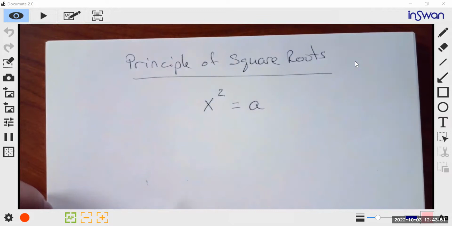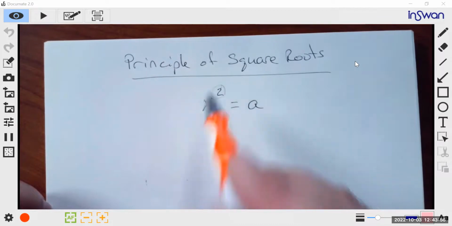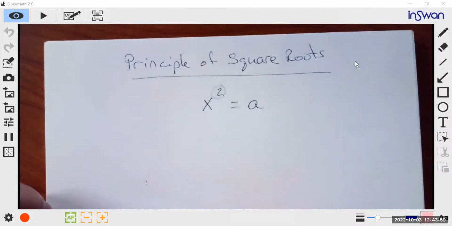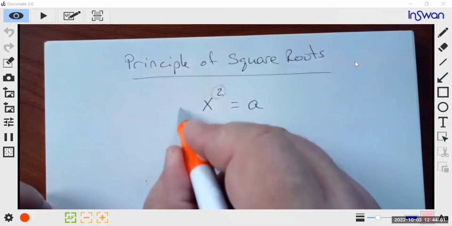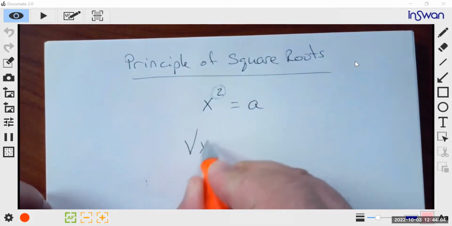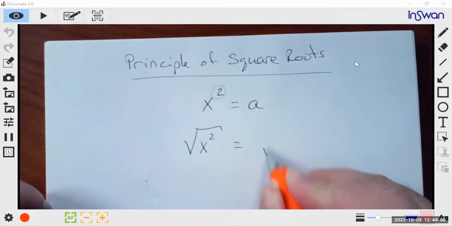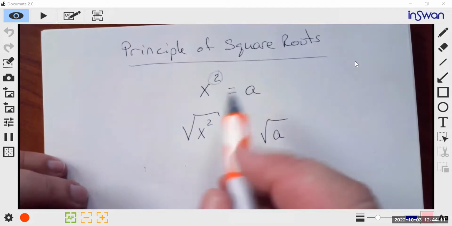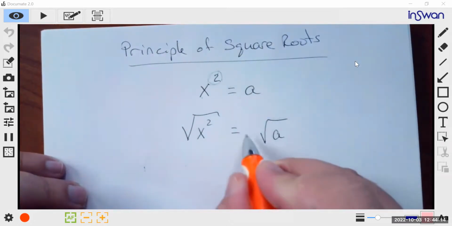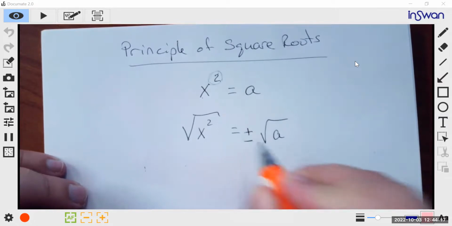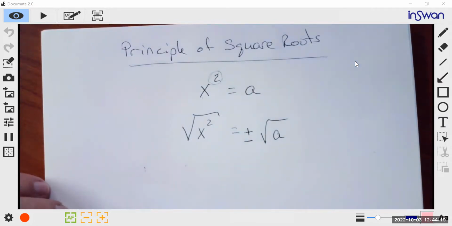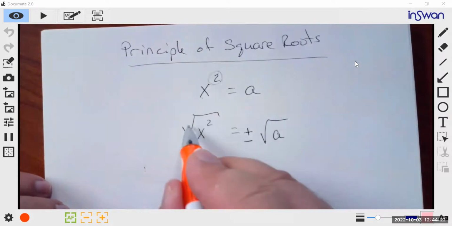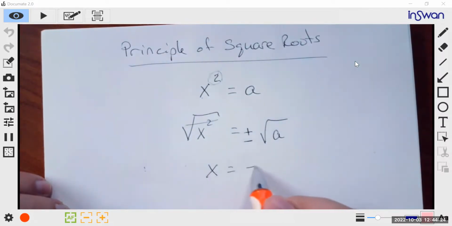how do we solve for x? What do we have to do to both sides? How do we get rid of the square? What's the opposite of squares? Square roots. So we have to take square roots of both sides. But when you take a square root of a squared term, that means the answer can be a positive or a negative answer. So those cancel. So x is equal to plus or minus the square root of a.